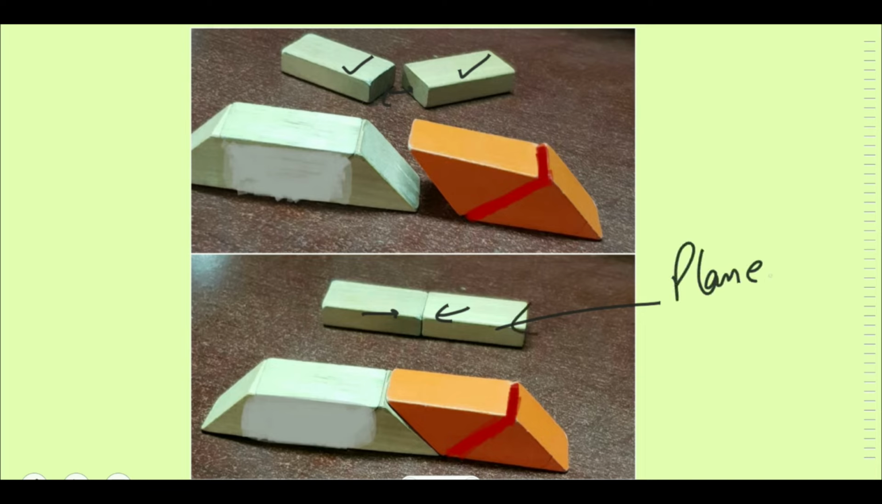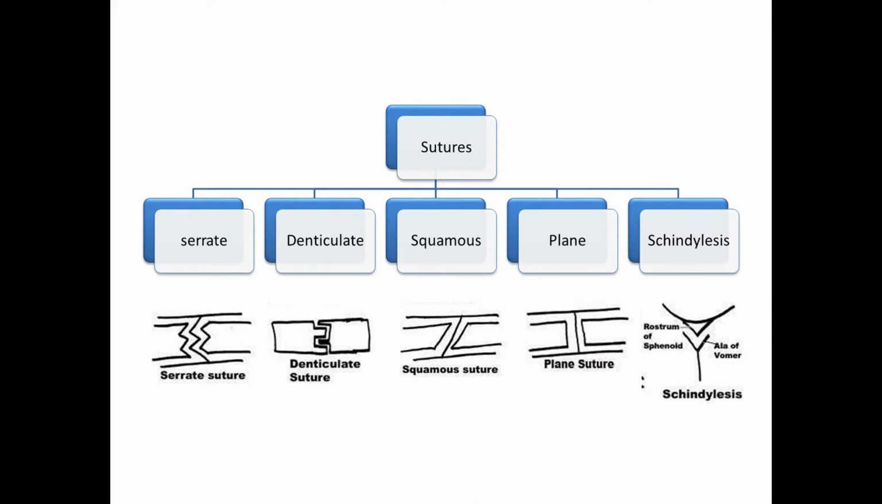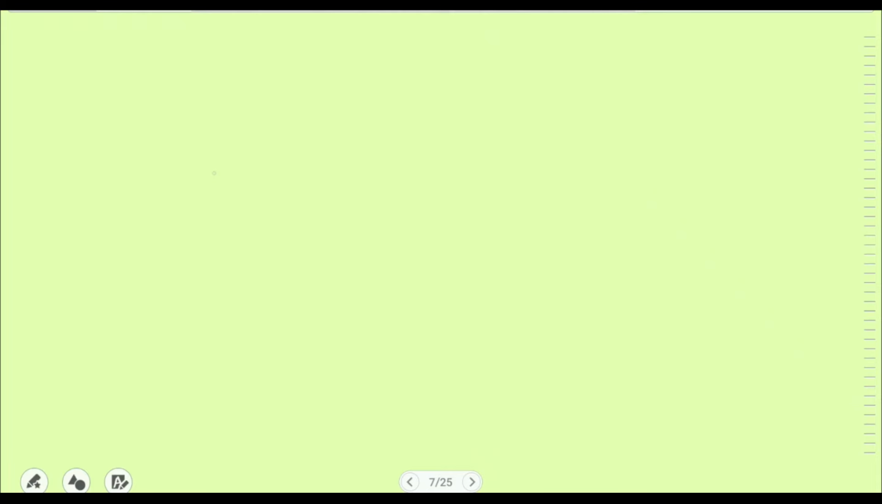Look at these two blocks. When they contact each other, they have got tapering ends. The edges get thin and they will contact like this, and this suture is known as the squamous suture, that is present between the parietal bone and the temporal bone, temporoparietal suture. The last category of the sutures is the ridge and groove.